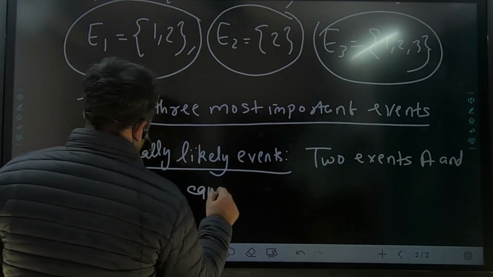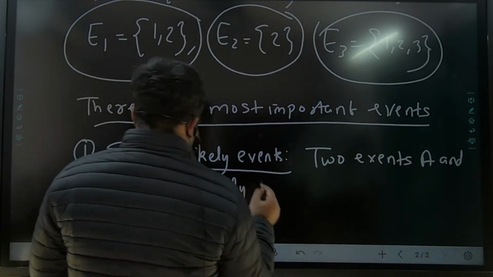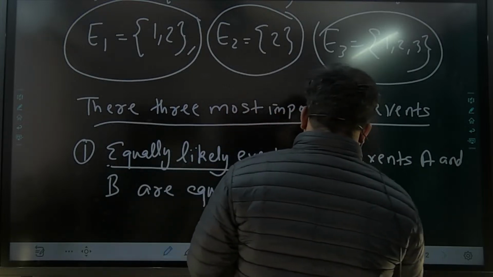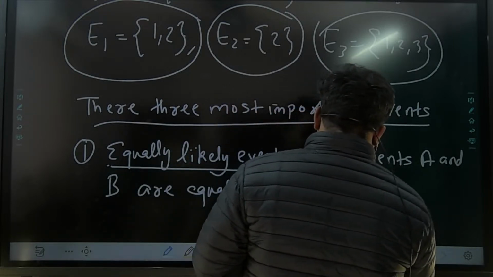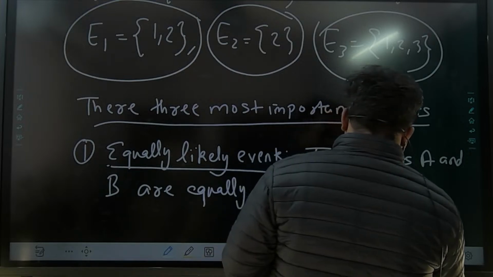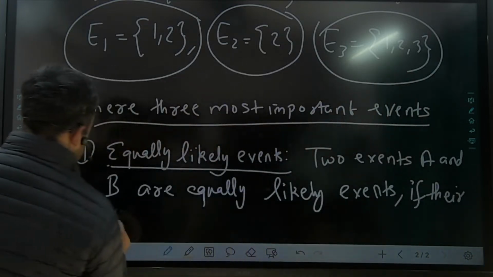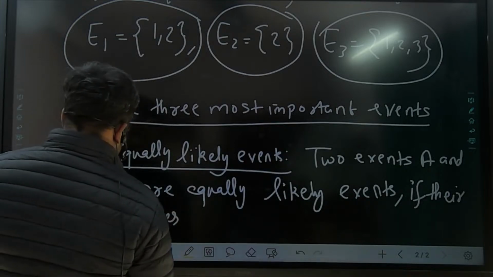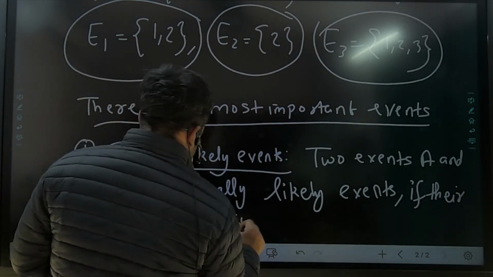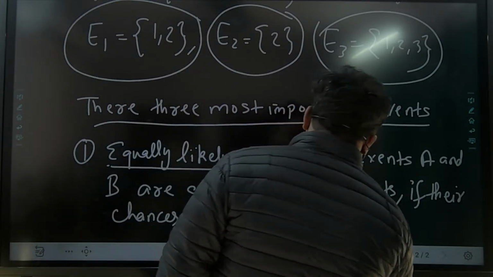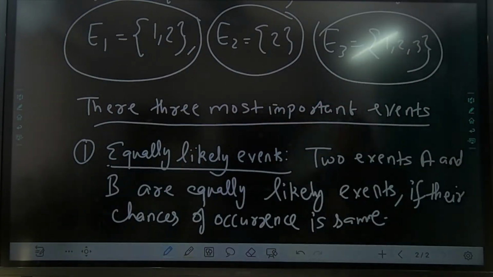if their chances of occurrence are the same. If two events have an equal chance of occurrence at the outcome, they are equally likely, as the word says.